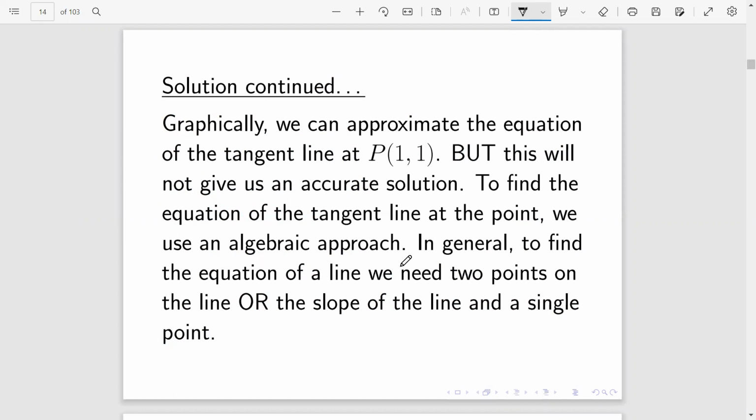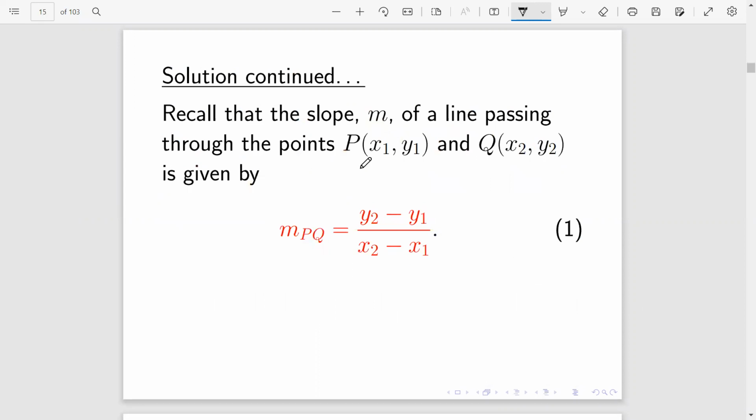So remember that to calculate a gradient, you either need two points, which we don't have, or you need the slope of the line and a single point. And this is the approach that we're going to be using here, because we don't have the two points. So remember that if you have two points, point 1 and point 2, then this is the normal way that we calculate our gradient. You want to use this approach, but we don't have the second point.